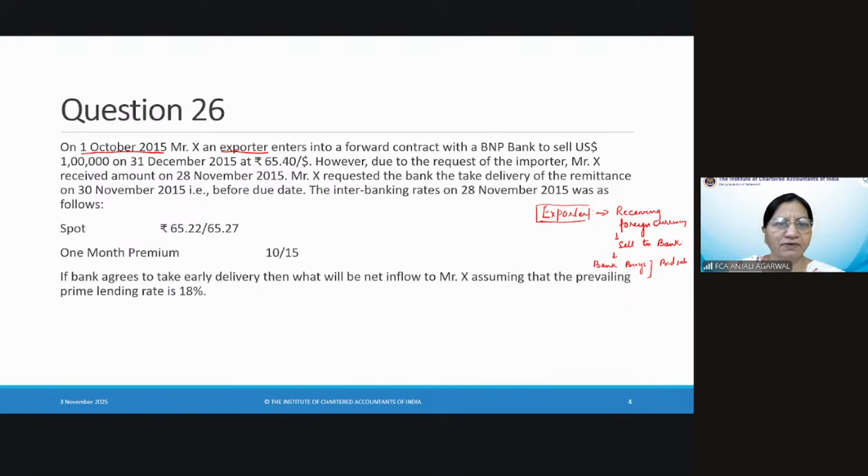So here again, Mr. X is an exporter. So it's a sell from Mr. X and a buy from the bank. He enters into a contract with BNP Bank to sell US dollar 1 lakh. The words exporter and sell are the two terms used for each other. Mr. X, exporter, enters into a forward contract to sell. Otherwise also, if it is not mentioned, Mr. X is an exporter, so he will sell and the bank will buy.